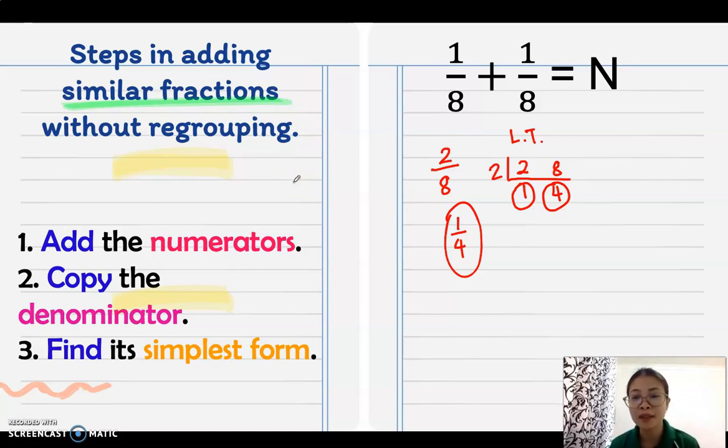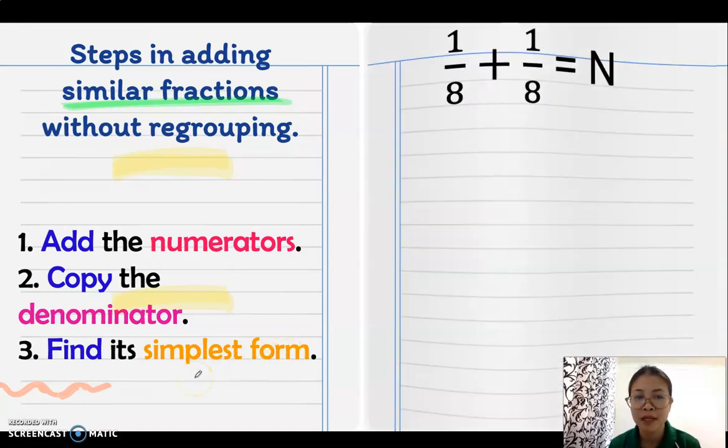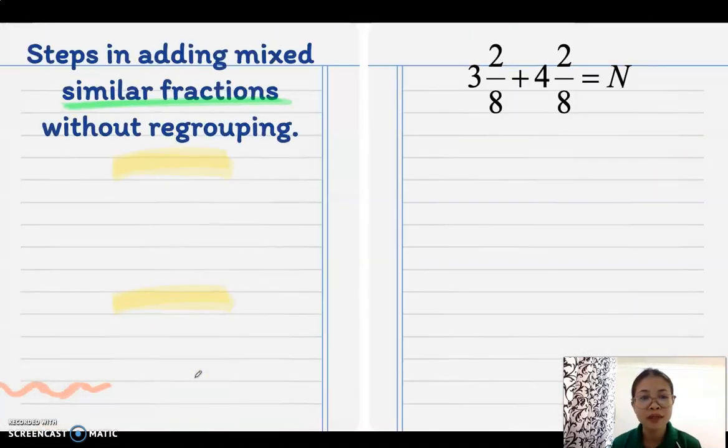So again, to add similar fractions without regrouping, you add the numerators and copy the denominator. And then find its lowest term by using the continuous division method. If there is no common factor between the numerator and denominator, for example, then you end there. No need to find the lowest term if it's already in lowest terms. Now, another: what if it has a whole number in it?